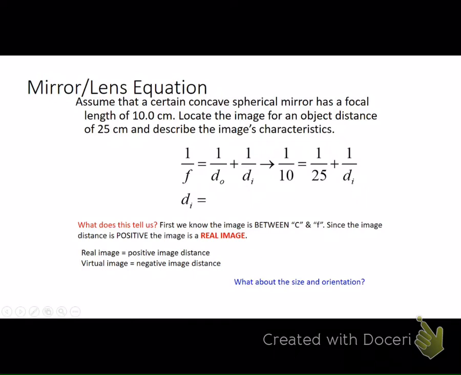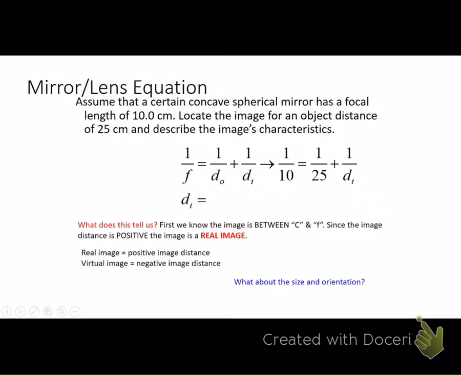Let's work through a real quick example using the if I do, I die equation. So we can see it's made up of the focal length, f, the DO is your object distance, and the DI is the image distance. So reading the problem here, assume that you have a concave spherical mirror, has a focal length of 10 centimeters. Locate the image for an object distance of 25. So what this means is I'm going to put an object, whatever it is, 25 centimeters in front of the mirror, and I just know the mirror has a property of this focal length.